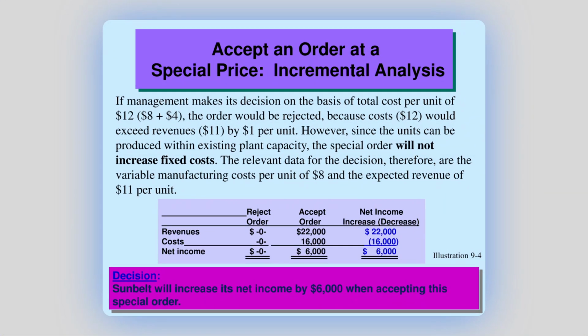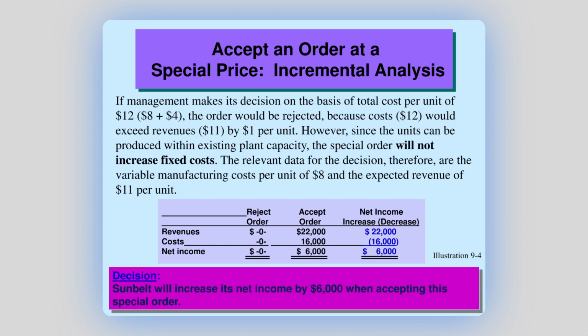That's why, class. However, since the unit cost can produce within existing plant capacity, the special order of your fixed cost will not increase. Ayun nga sinasabi ko kanina, no? The relevant data for the decisions, therefore, are the variable manufacturing cost of 8 pesos and the expected revenue is 11. So, 11 minus 8, you have 3 pesos.